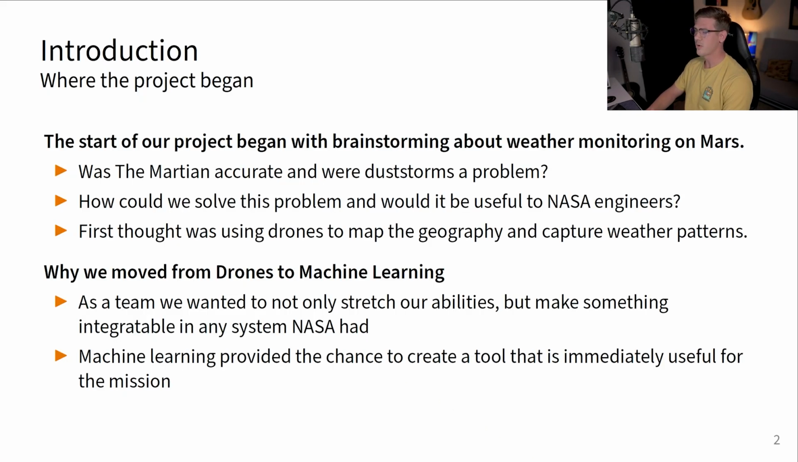So for the start of our project, we wanted to use drones to map Mars. What we found though is that 90% of the surface of Mars had already been logged and mapped. And so we moved to strictly focusing on weather conditions.